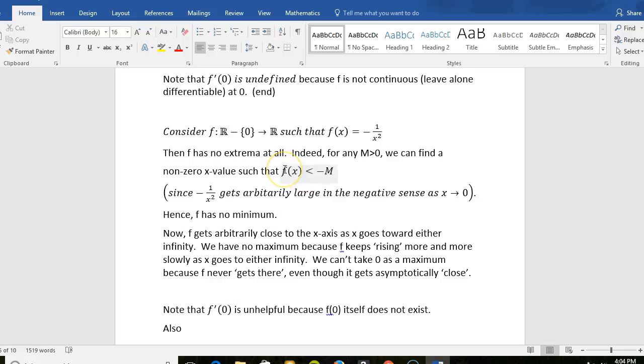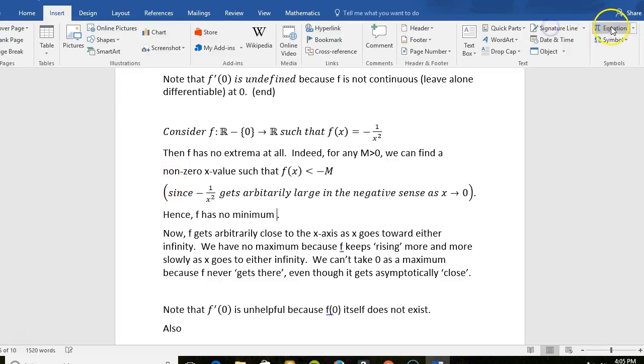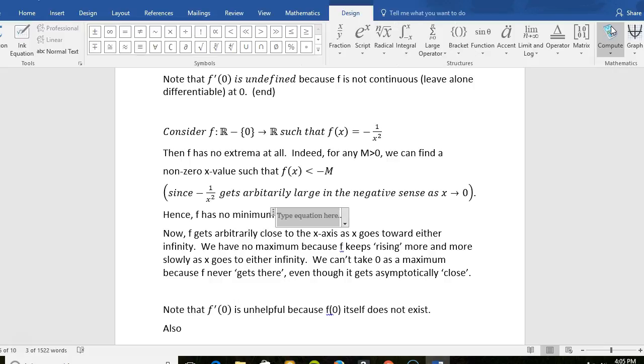I think that would have been a better approach. Just to have said, as x gets close to 0, f of x, let's just put that, shall we? Let me just insert that. My explanation here was correct, but a little bit pedagogically hard. Since f of x goes to negative infinity as x goes to 0, and it doesn't matter which side. Okay.